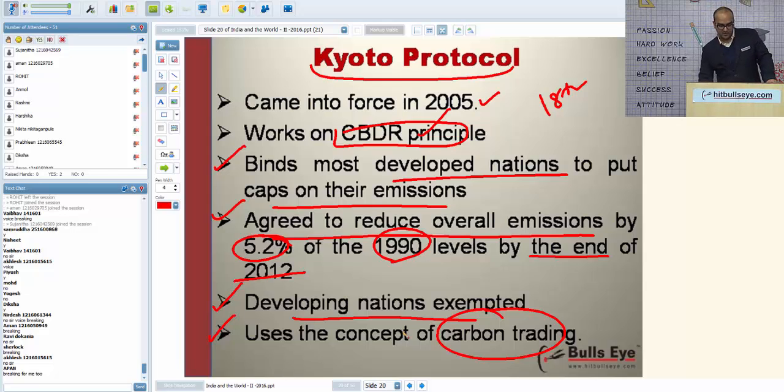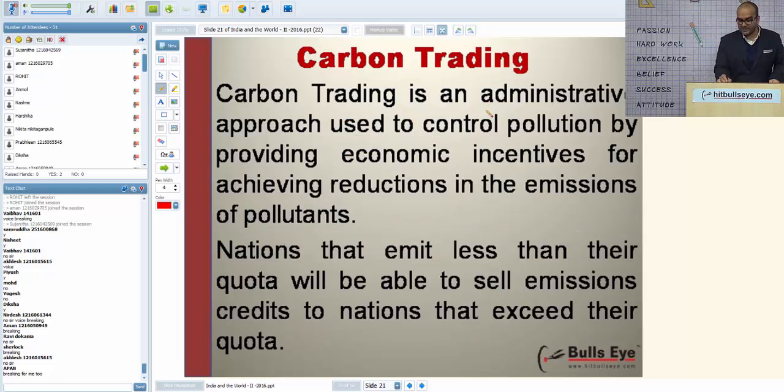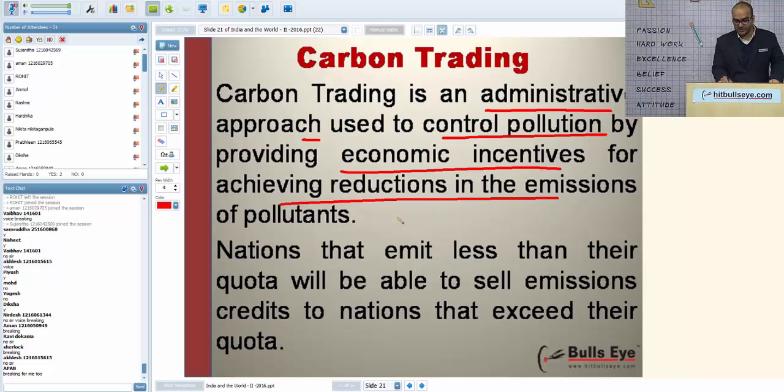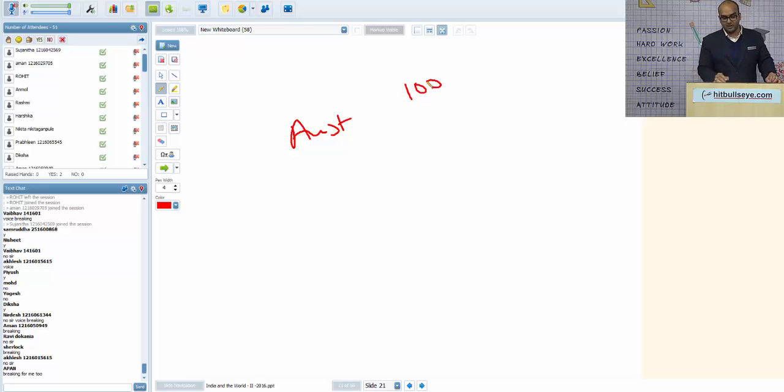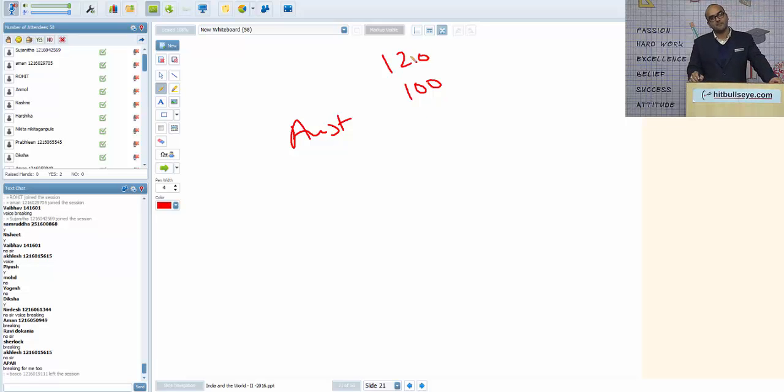Let's understand what is carbon trading. Carbon trading is an administrative approach used to control pollution by providing economic incentives for achieving reductions in the emissions of pollutants, right? So it was an administrative tool. Let's take an illustration for your better understanding. For example, a developed nation like Australia, according to the Kyoto Protocol, had its emission limit set at, let us say, 100 tons of carbon dioxide in a particular year, right? However, Australia ends up producing 120 tons.